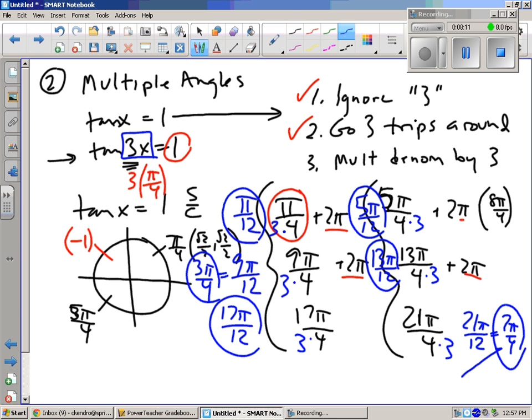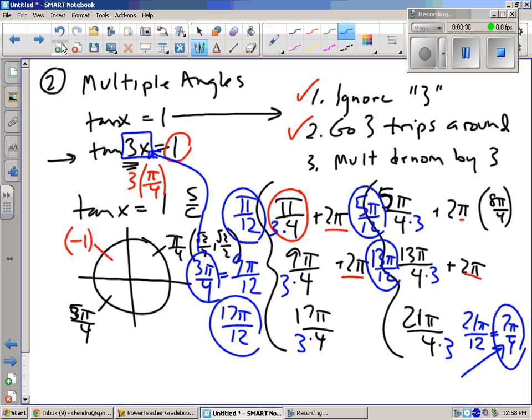And see how this last one is still between 0 and 2 pi. It still has not gone beyond that. Okay, so those 6 answers in the blue circles are your final answers. And you can test it. You can put this 3 pi over 4 in for x, times it by 3, hit your tangent button in radians, and see if it comes out to be 1. All right, so that's number 2.